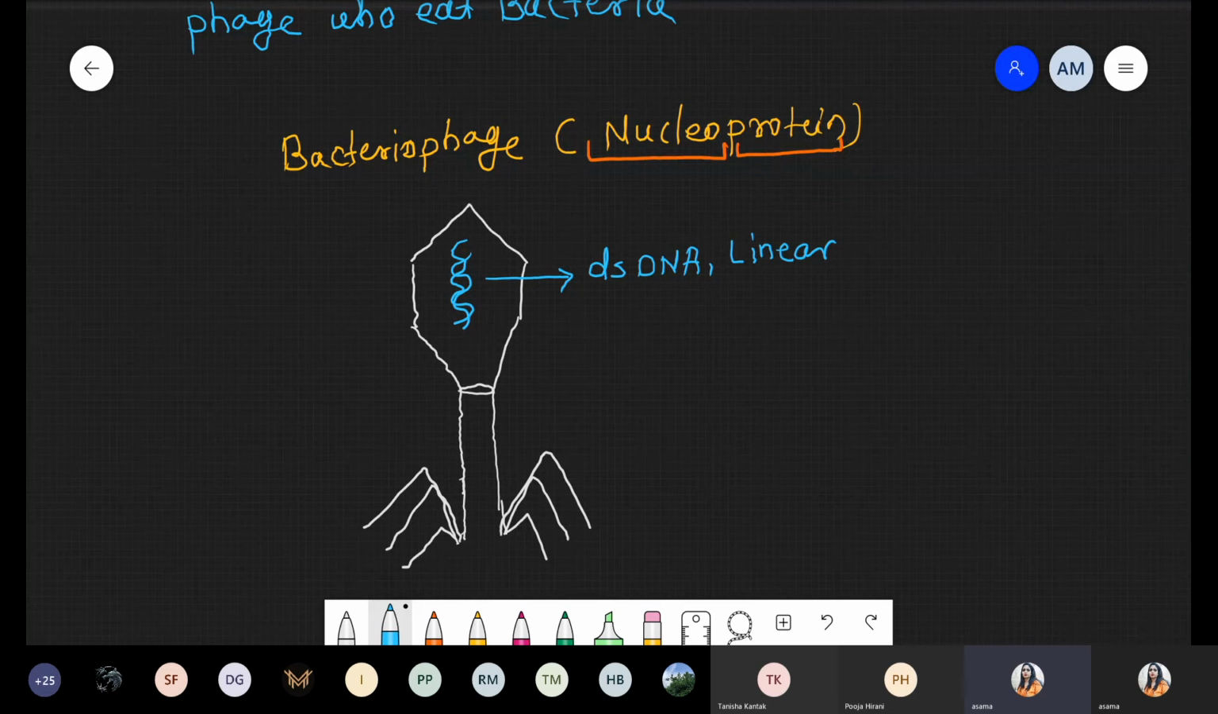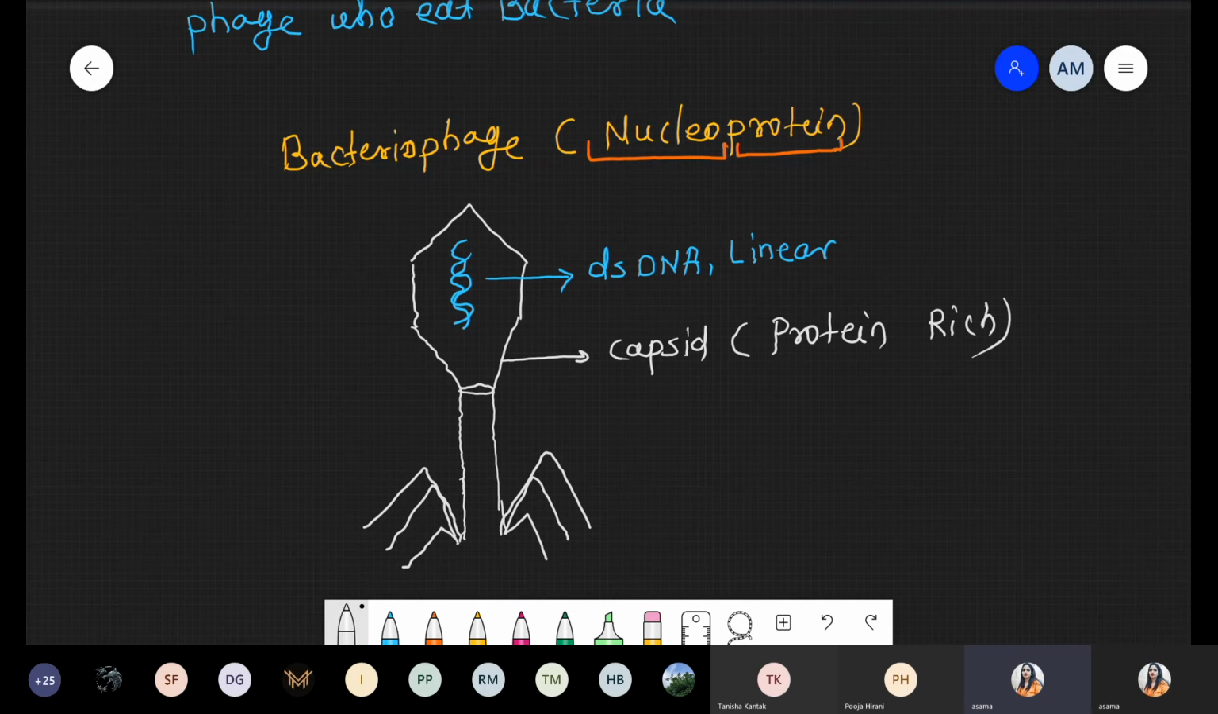And now that entire body, which is represented by this white color, we can say these are the capsid layer. And that capsid is made up of protein. So simply we can say these are protein rich. So whenever we are talking about this bacteriophage, it consists of nucleoprotein. Nucleo means what? Double-stranded DNA, linear genetic material, and protein part means that is capsid. Got it? So this is the very simple structure of bacteriophage, that is T2 phage, which consists of nucleoprotein: double-stranded DNA, and the other body part, that is the capsid.